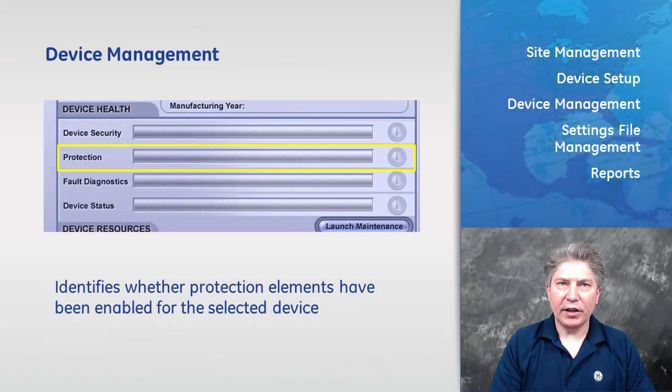The protection health indicator identifies whether protection elements have been enabled for the selected device. The standard logic associated with this is if it's red, then the CT primary is not configured, minimum requirements are not met, we're probably sitting at factory defaults.